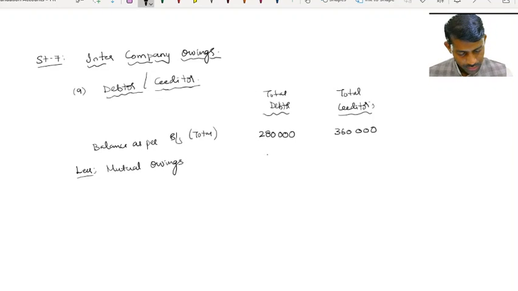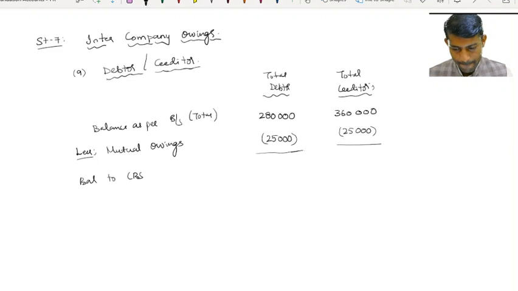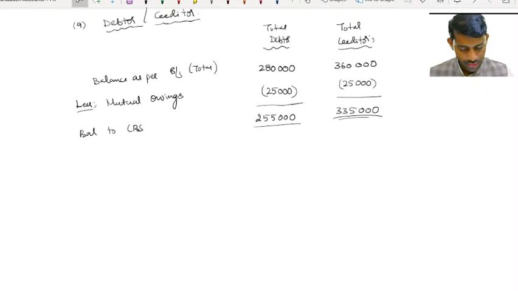Mutual owings, so 25,000. Therefore, what is the balance to CBS? Balance to CBS amounts to 2,55,000 and 35,000, so that's it.